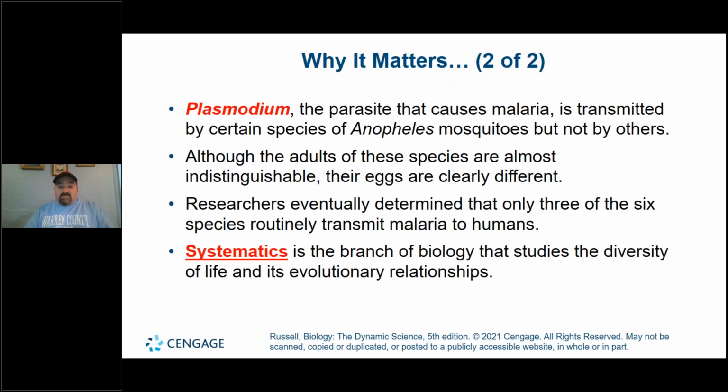So why does it matter that we study taxonomy and how we organize the different types of creatures throughout the world? So Plasmodium, a parasite, causes malaria. You all might have heard of malaria. You might have maybe even come from a country where malaria is a very real thing, and it's a very dangerous illness, and you can die from it. It's transmitted by a species of mosquito, Anopheles mosquitoes.